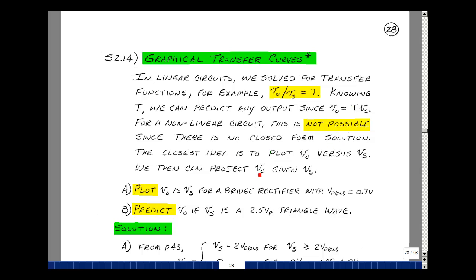The closest idea to this is plotting V out versus V sub s, then using that to project values of V out given V sub s versus time. Take something that we know. Let's take the bridge rectifier and let's plot V out versus Vs, assuming that the diode's turn-on voltage is around 0.7. Let's use that then to predict what V out would be if the input was a 2.5 volt peak triangle wave.